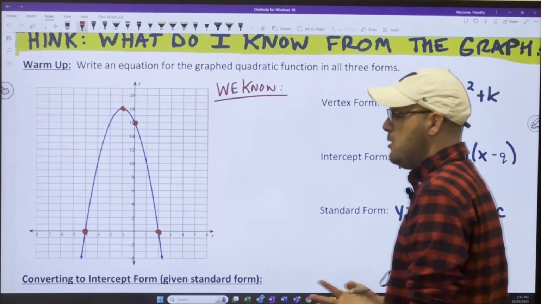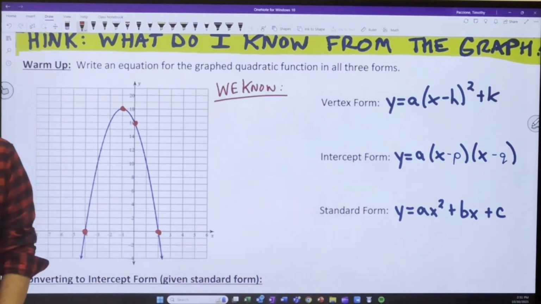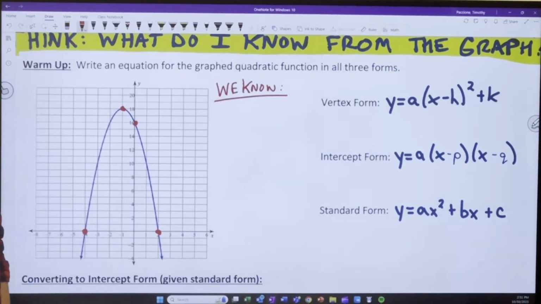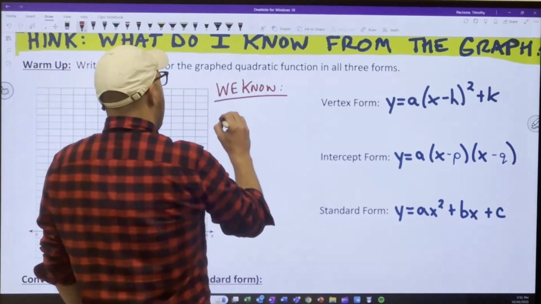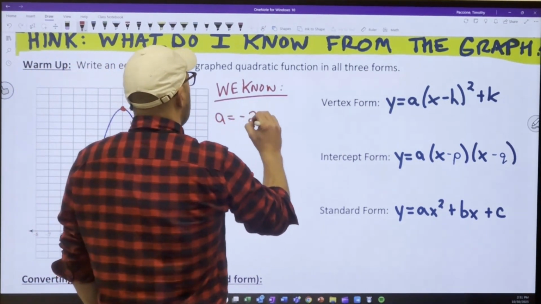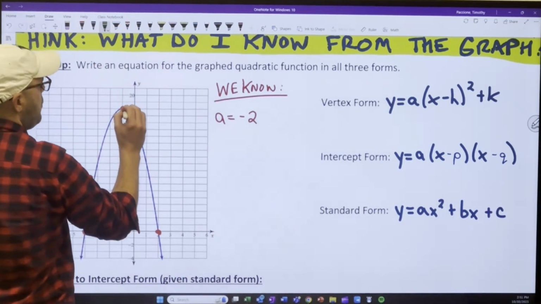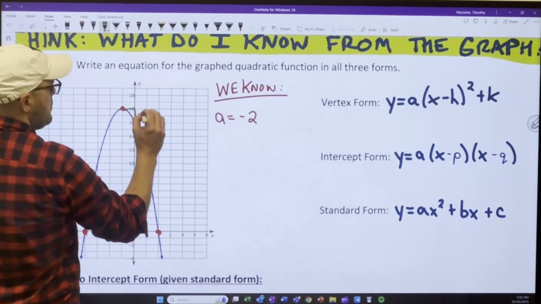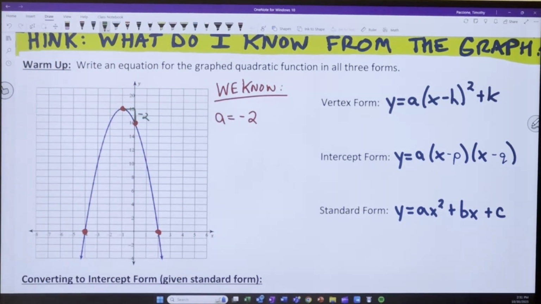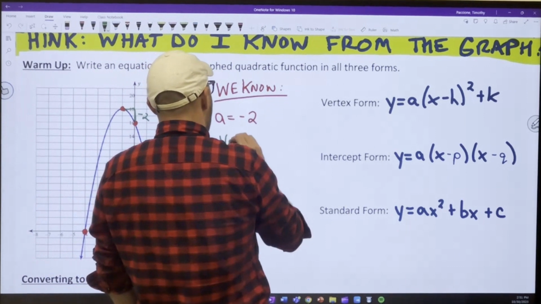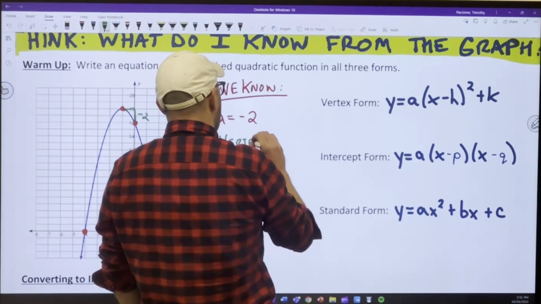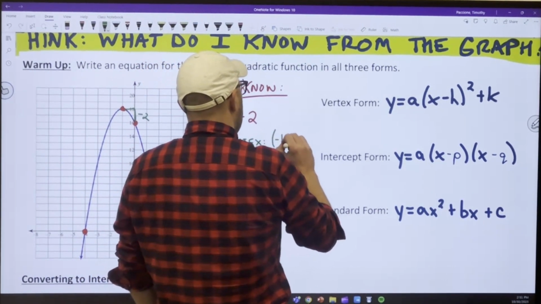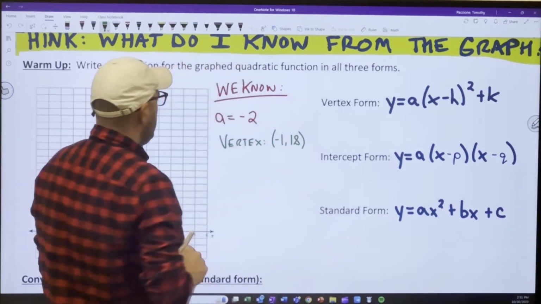Give me something that you know about this parabola. One thing at a time. Give me one thing. The A is negative 2. How do I know that? It went over 1, down 2. Right? So that's a negative 2A. I heard something else. What else do we know? Vertex. The vertex is what? Negative 1, 18. That is true.